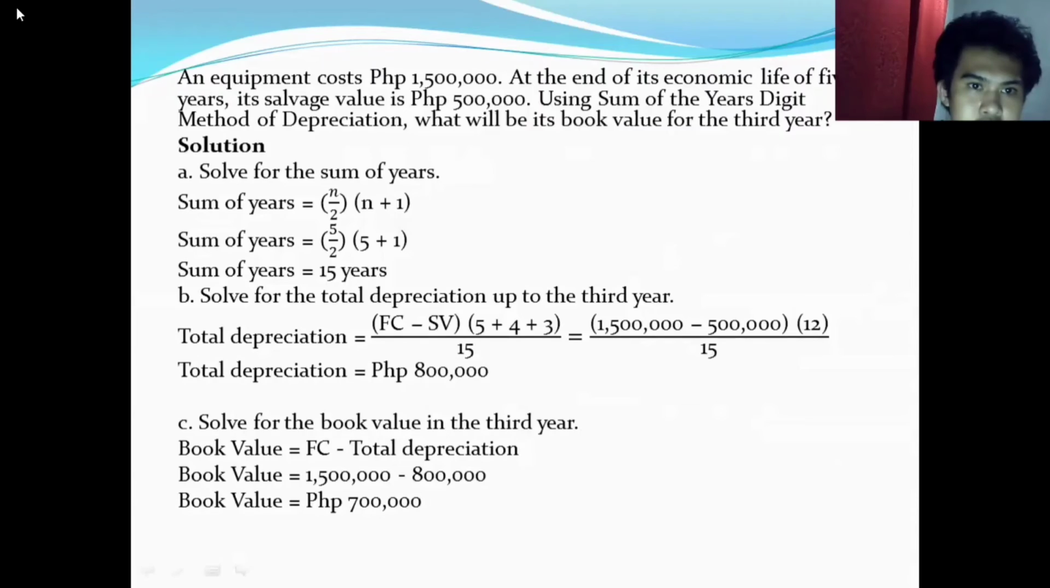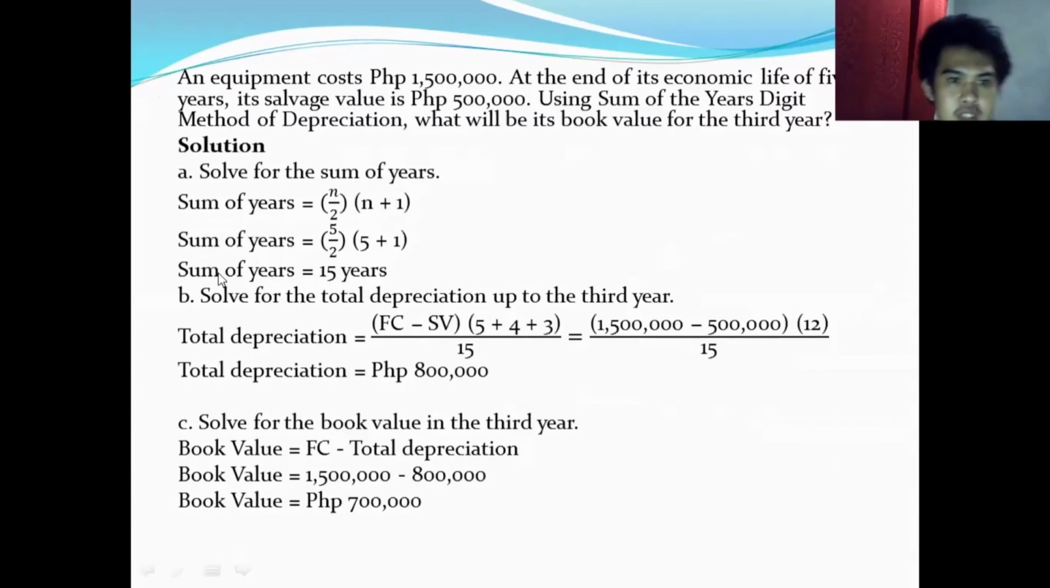So, solution. So, first is solve for the sum of years. So, sum of the years equals n over 2 times n plus 1. So, this is the formula. So, n is 5, so 5 over 2 times 5 plus 1 equals 15. So, sum of the years is 15 years.